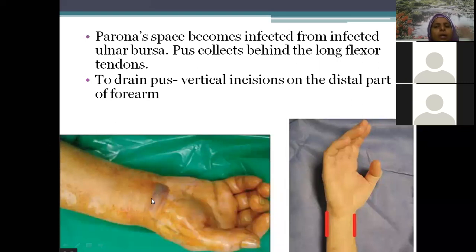There also, because any free space is a place where, if there is an infection, pus can collect. So it may become infected because of the ulnar bursa, because the ulnar bursa is in continuation with the forearm space of Parona. They will be continuous. Then how to drain it? A vertical incision on the distal part of the forearm. If you give an incision on the distal part of the forearm, we can drain.